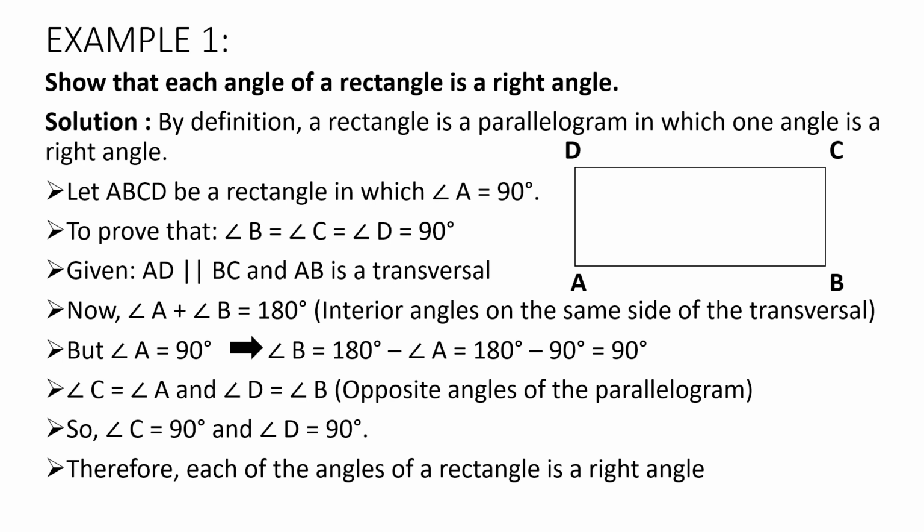Now interior angles on the same side of the transversal form a linear pair, so angle A plus angle B is 180 degree, but angle A is 90 degree, so angle B will also be 90 degree. Similarly, angle C and angle A will be equal, and angle D and angle B will be equal, opposite angles of the parallelogram. So angle C will be 90 degree and angle D will also be 90 degree. Hence all the angles of a rectangle are right angles.